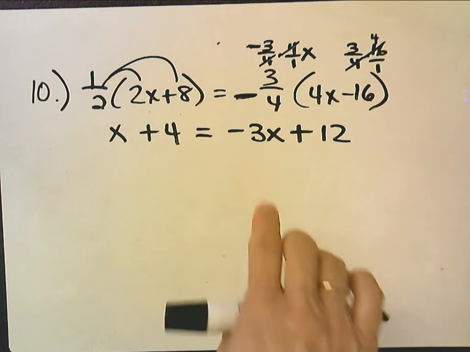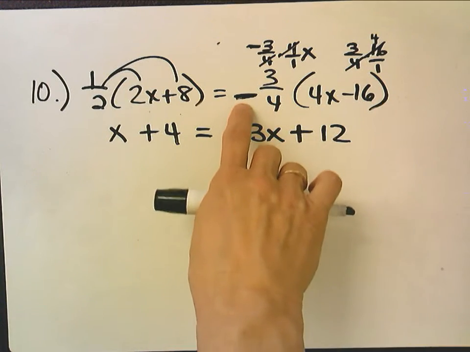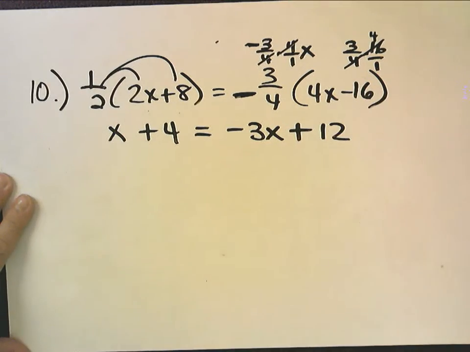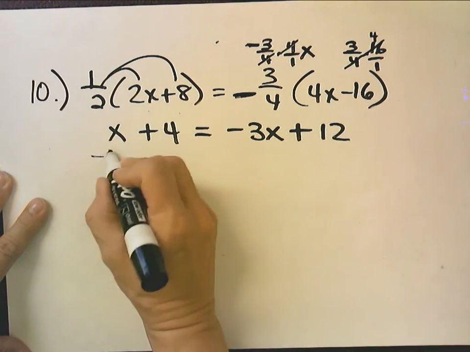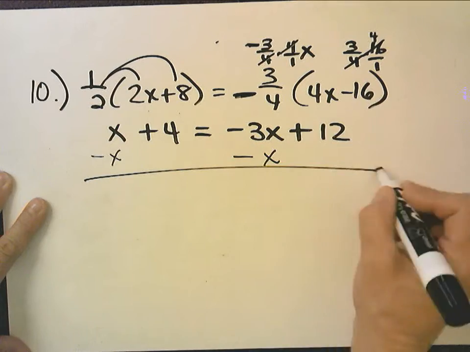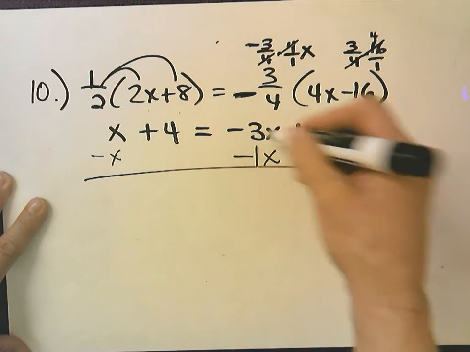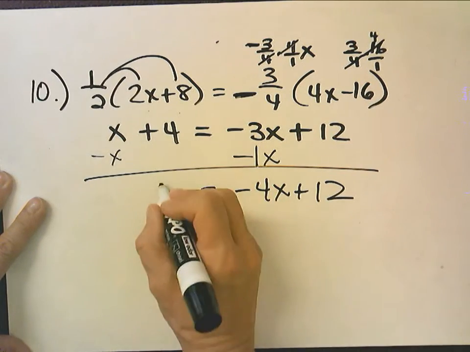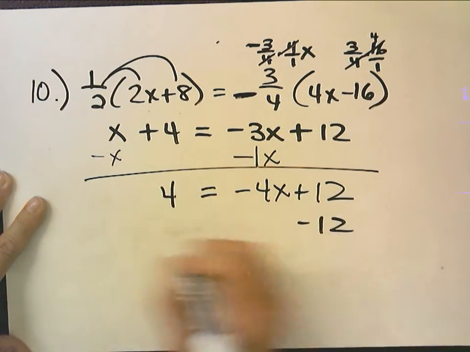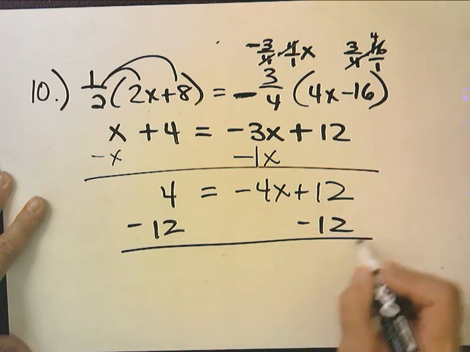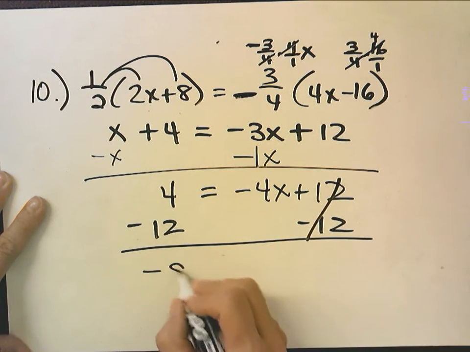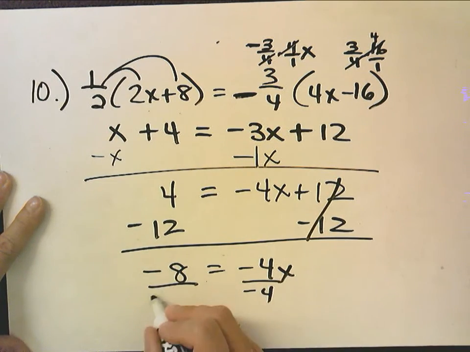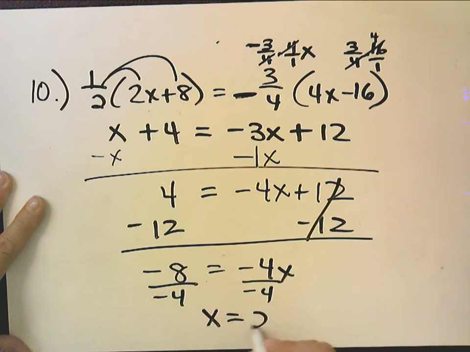Okay? Now, the most common mistake made here, because this is negative and it's a fraction, you're so caught up in dealing with the fraction, you forget the negative. I'm going to subtract x from both sides, realizing this is negative 1x, so this becomes negative 4x plus 12. And this has a 4. I'm going to subtract 12 from both sides. Negative 8 equals negative 4x. Divide by negative 4, divide by negative 4, x equals 2.